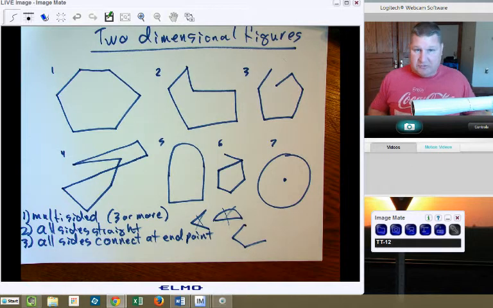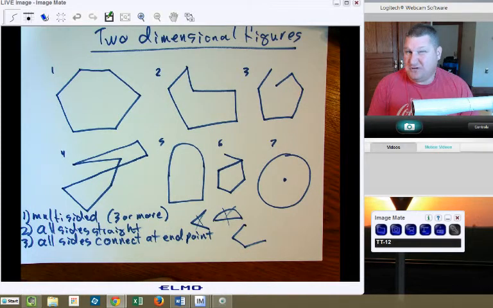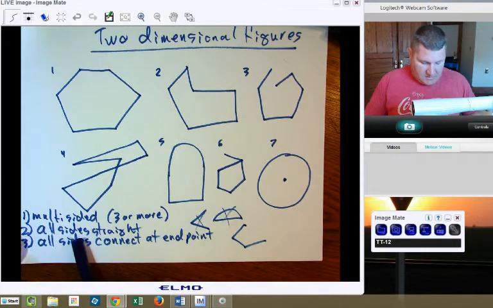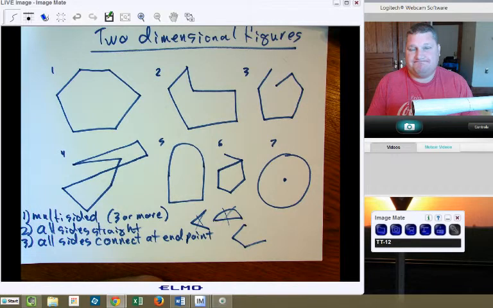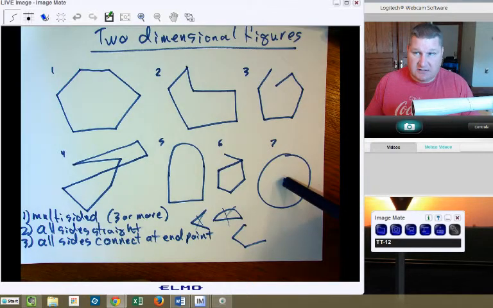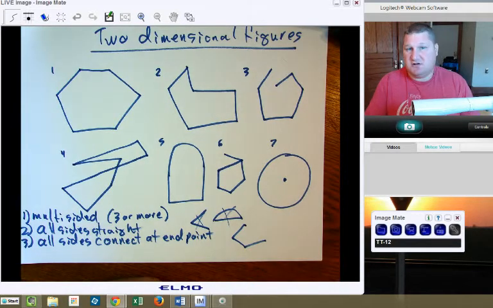Now, those are just some basics for polygons. There is technically one rule that's already broken. All sides straight. Depending on how you wish to talk about it, technically that doesn't apply, and there is one exception, and that one exception is a circle. Now, a circle is still a polygon, and we'll talk a little bit later about why that's still a polygon.